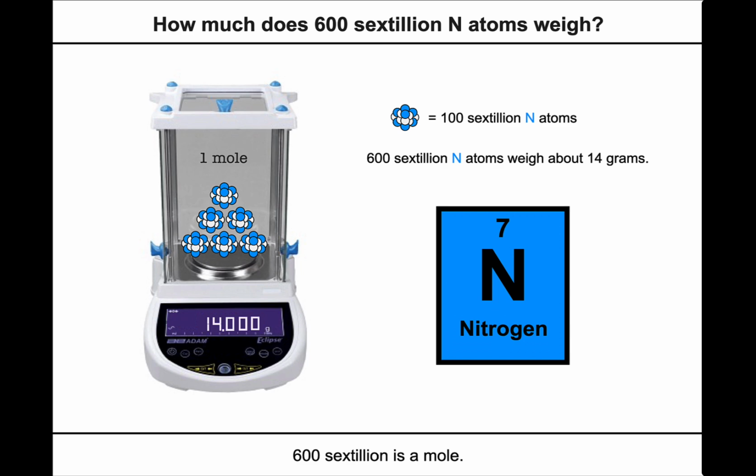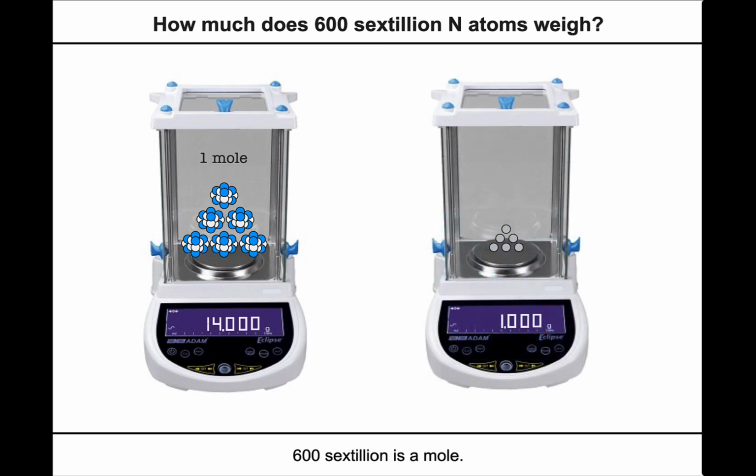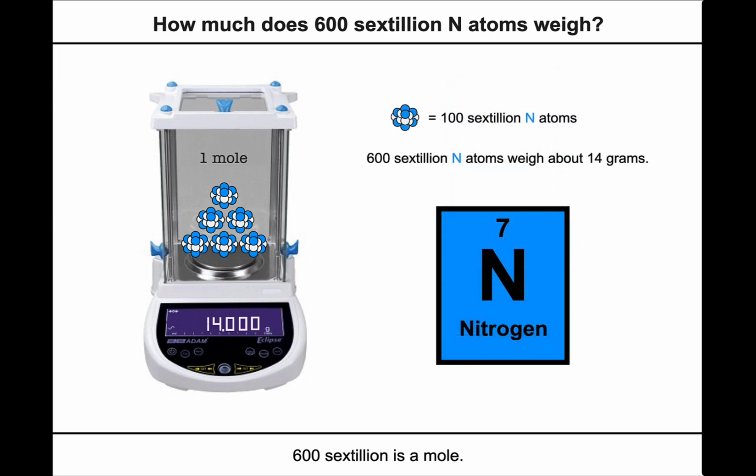A mole of nitrogen is 14 grams because the atoms are 14 times the size of a hydrogen. Let's compare it again. The hydrogen nucleus is only 1 particle, so if we weigh out a mole of it, it weighs 1 gram. A mole of nitrogen is 14 times heavier, weighs 14 grams. I think this is starting to make sense for you. Let's go on and we'll do a few more of these. 600 sextillion nitrogen atoms weighs 14 grams. A mole of nitrogen weighs 14 grams.